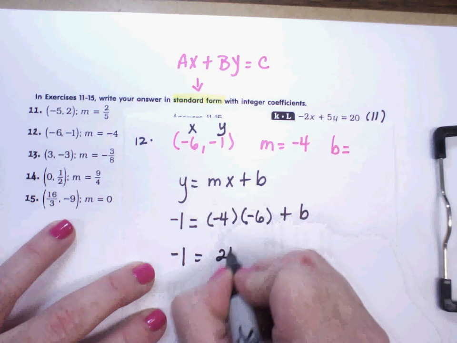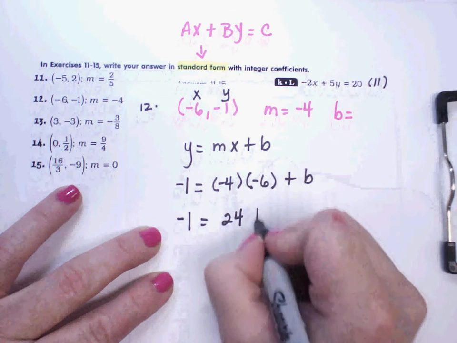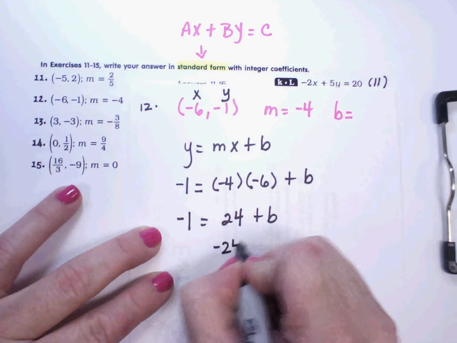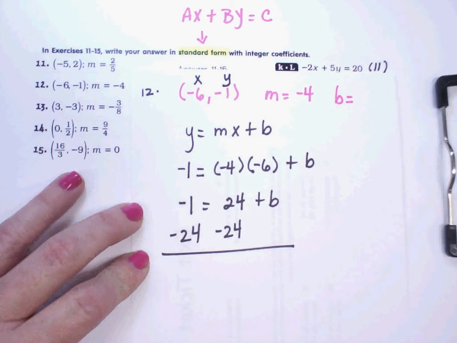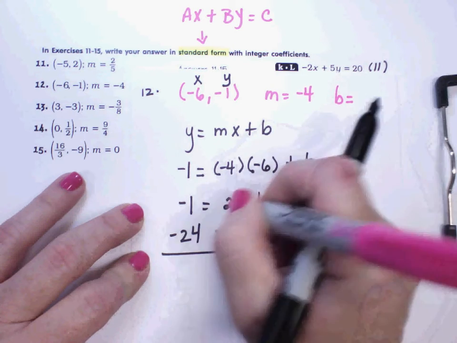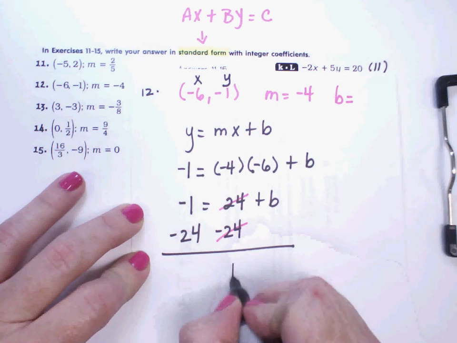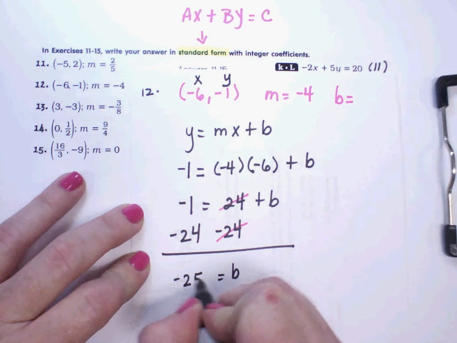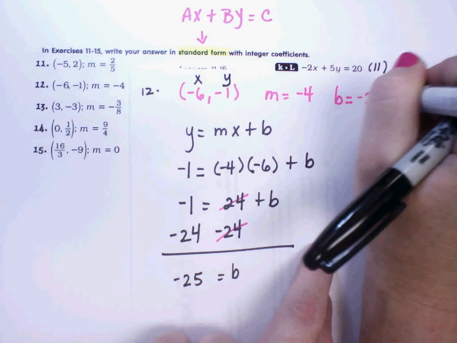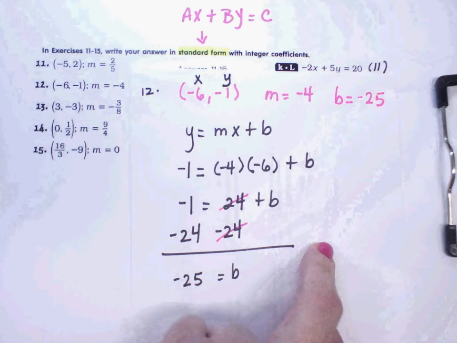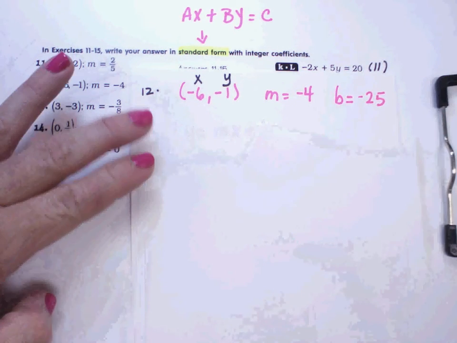-4 times -6 would be +24, plus b. Now to solve for b, I'm going to do minus 24. Now all of this you can do in the calculator if you need to. And I get that b equals -25. So now I got b. Now I need to go back to the equation again.